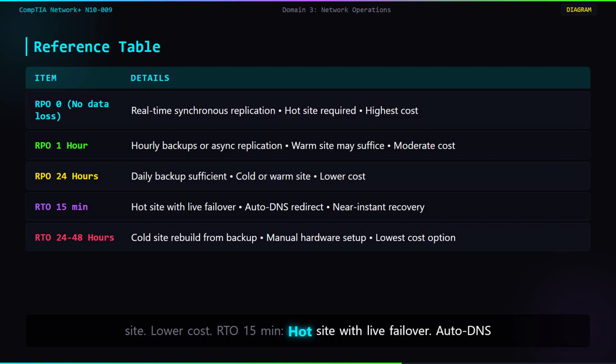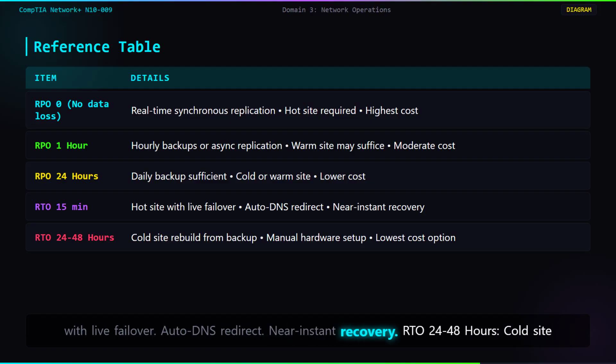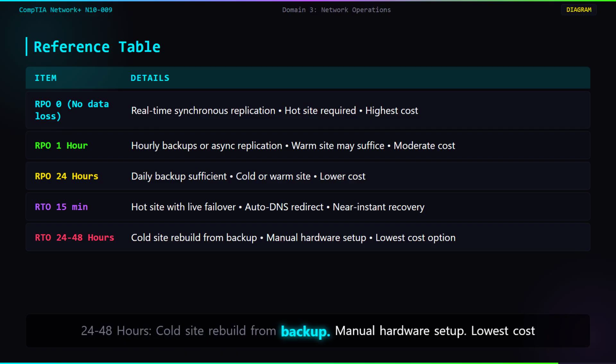RTO 15 minutes, hot site with live failover. Auto DNS redirect, near instant recovery. RTO 24, 48 hours, cold site rebuild from backup. Manual hardware setup, lowest cost option.